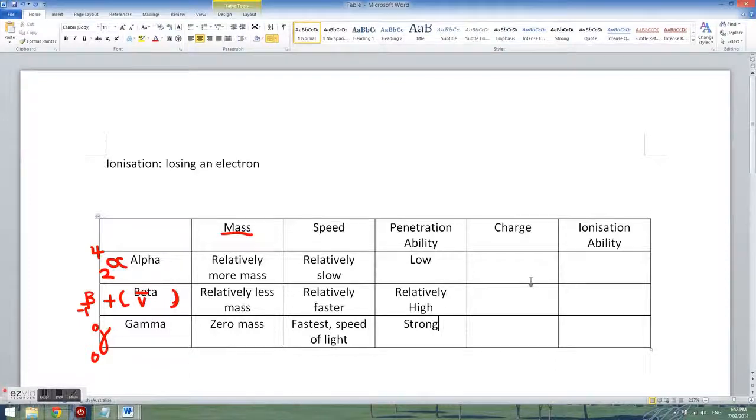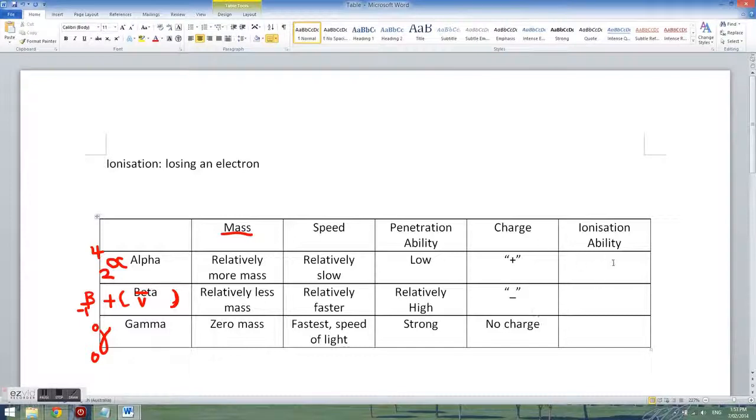Okay. Now let's look at the charges, basically whether it's positive or negative. Your alpha particle contains 2 protons and 2 neutrons. A proton has a positive electrical charge, so your alpha particle is positively charged. In contrast, your beta particle is negatively charged. It's an electron. Now, your gamma ray has no charge, because it doesn't contain an electron or proton.